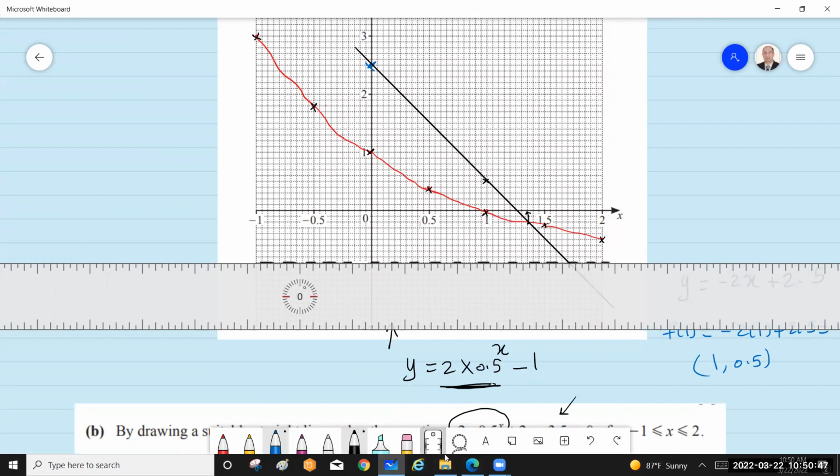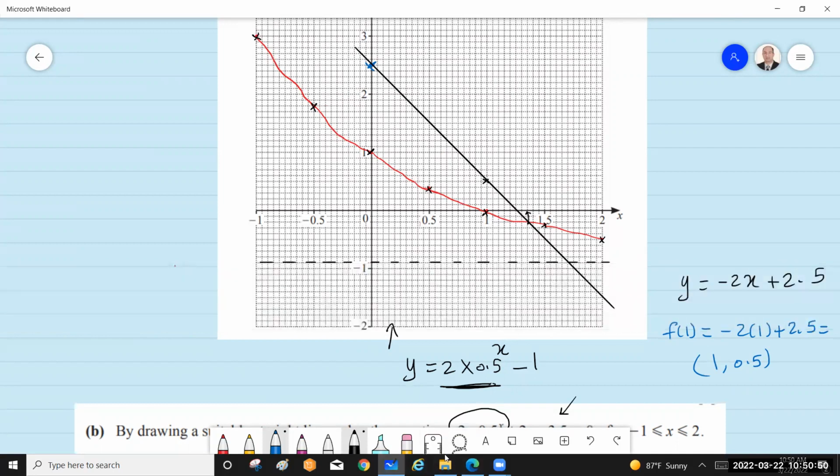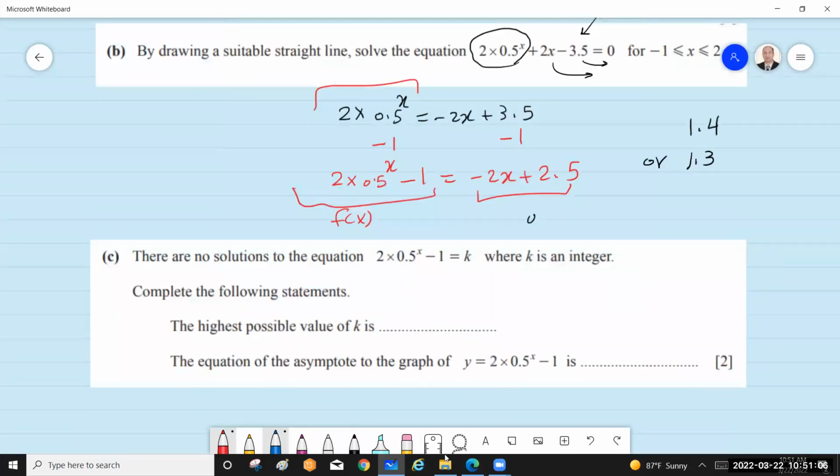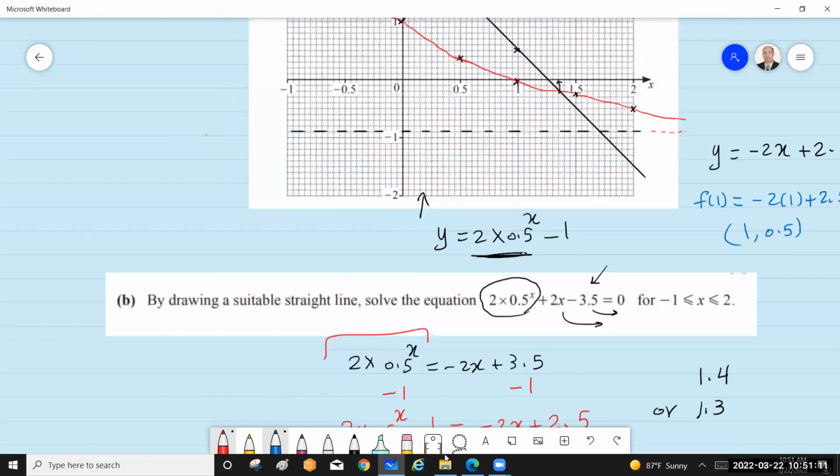So when you extend this line, the curve will be closer and closer to this number, but never go down like this. Never go down. Just gets closer and closer to this line. So for this equation, the highest possible value of k is -1. Okay, I mean, when you draw a line at -1 or here or here or here, all these lines below -1 must be here. I'm sorry. Okay.